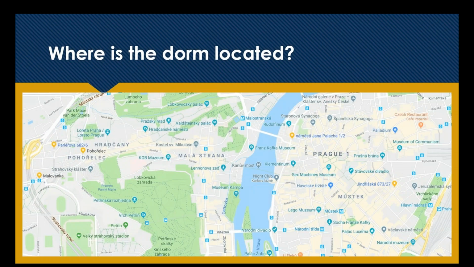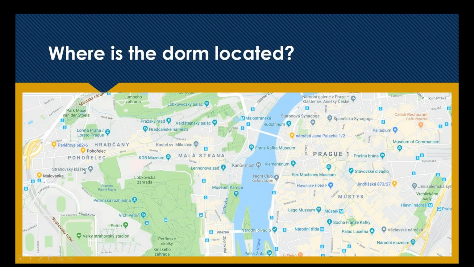So I have some hidden animations here. This is a zoomed in map of the city center, and you can see this star here with the blue Parléřova. This is where the dorm is. It's in a residential district called Prague 6, and it's just behind Prague Castle, which is right here. So this will be where you'll be living.